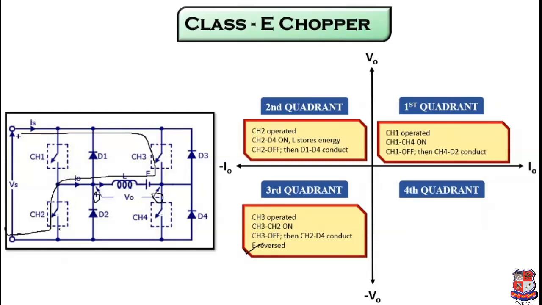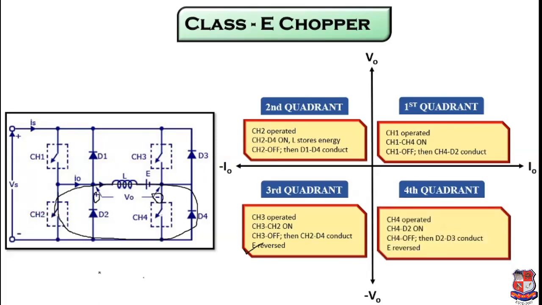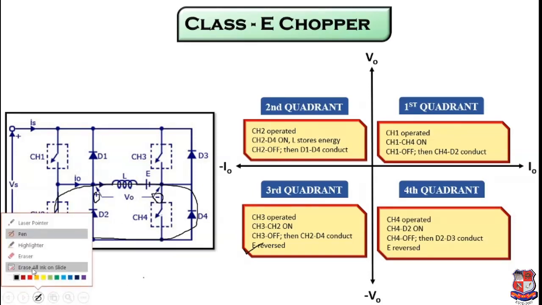So after this CH3 CH2 is done, then CH2 and D4 operate. How is it done? Again it will be operating in this mode. It is done so that the voltage slowly, gradually reaches 0 and we are able to change the direction of current. Okay, so further moving to the fourth quadrant, in which CH4 and D2 are operated.